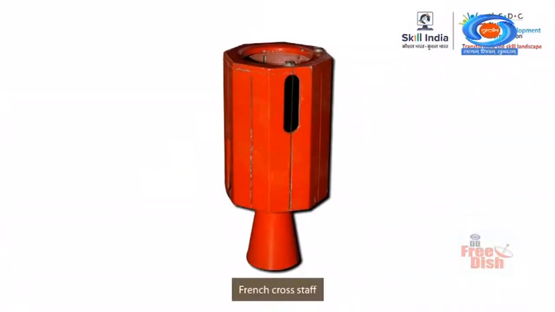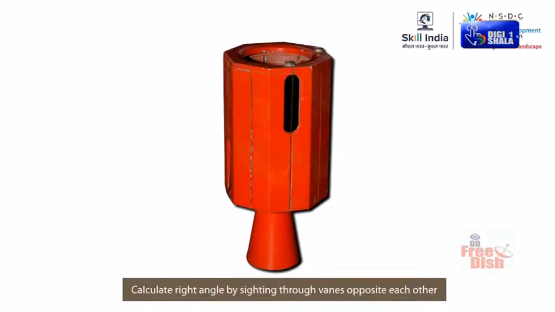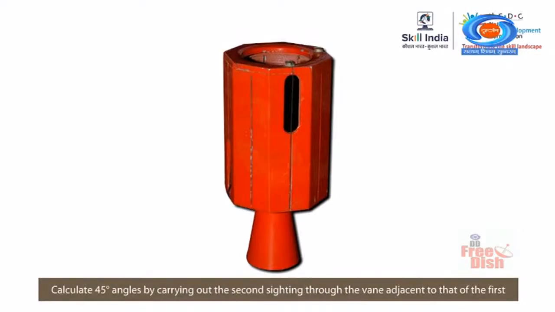The French cross staff is a tube made of brass. The tube has 8 equal sides. Each of the 8 sides is actually a sighting vane. The advantage of the French cross staff is that while right angles can be calculated by carrying out both the sightings through the vanes lying directly opposite each other, angles of 45 degrees can also be calculated when the second sighting is carried out through the vane adjacent to that of the first.